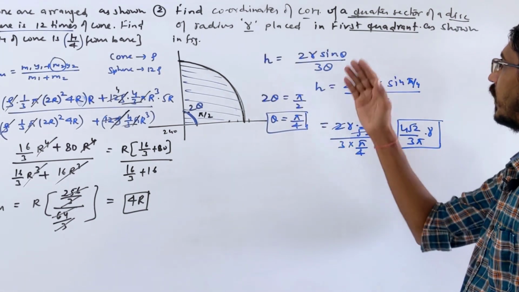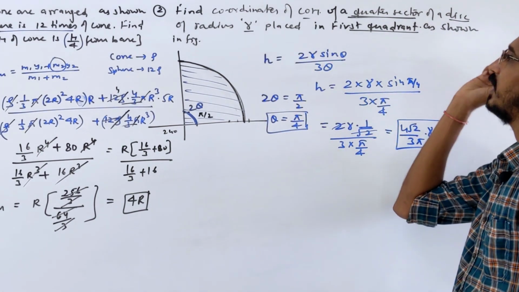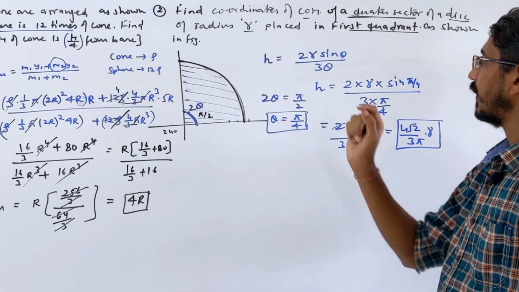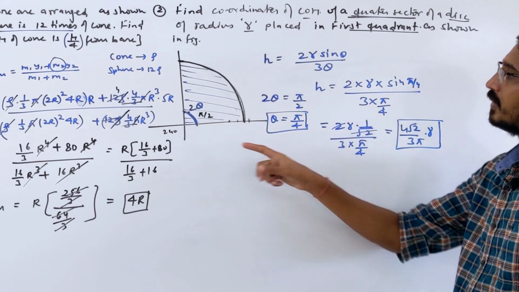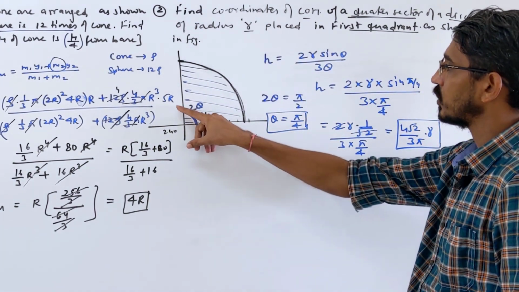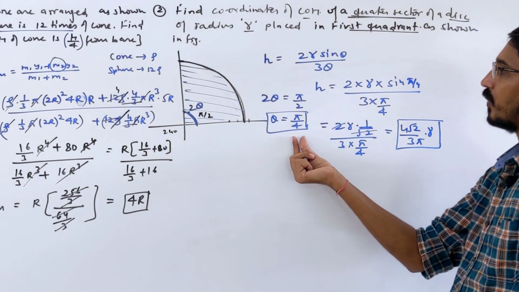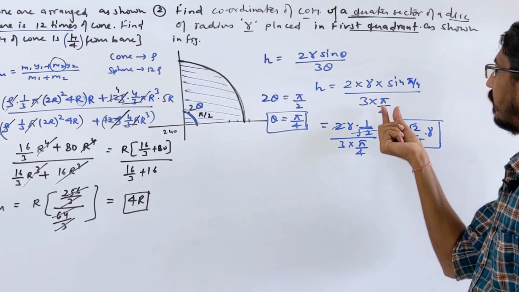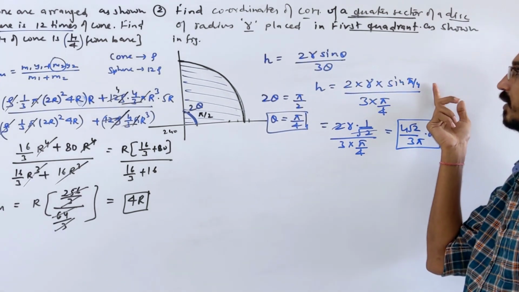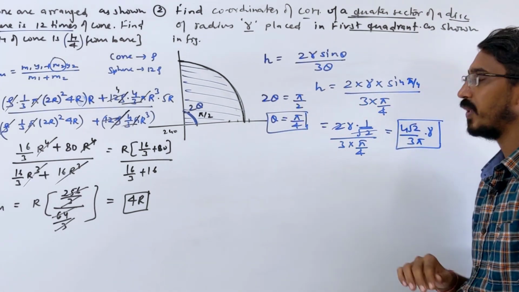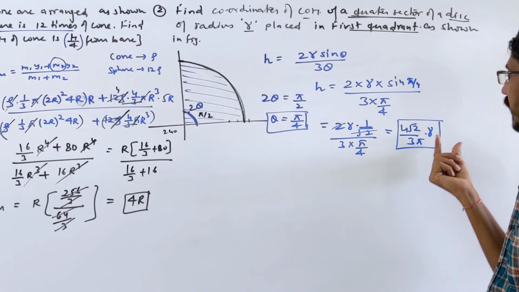Let me check the calculation. 2r sine theta by 3 theta is the formula for a disk. The total angle is always called 2 theta, so theta is half of that, pi by 4, which you wrote correctly. Sine pi by 4, or sine 45, is 1 by root 2, which you wrote correctly. So everything looks correct, and that should be the answer.